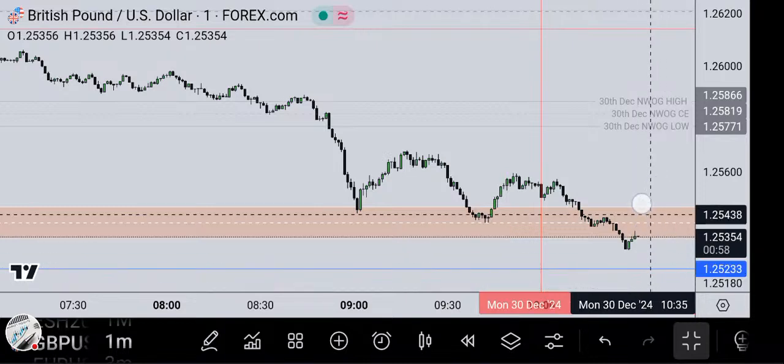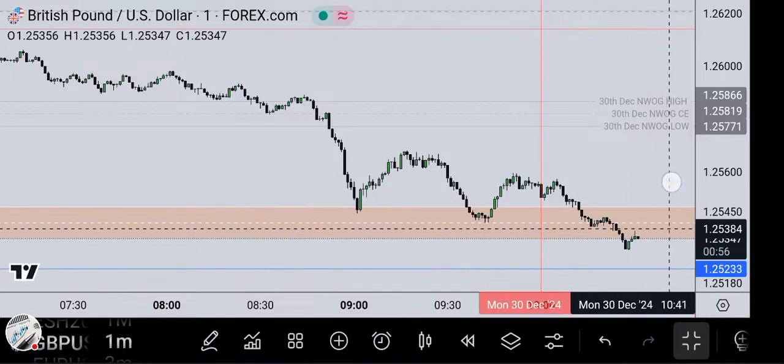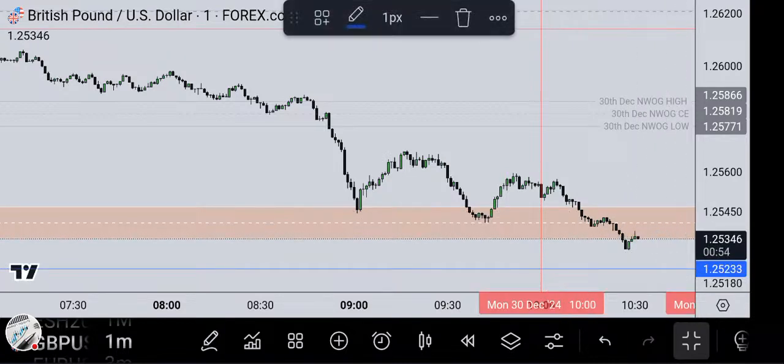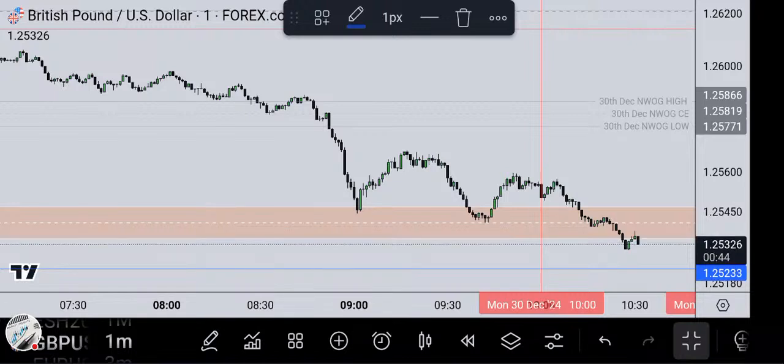So now I'm anticipating this very 10:30 to act as a continuation to sell and go into 1.25233. That's a drawn liquidity right there. I want to see price go in there. I told you what it means. I've emphasized it over and over again. It's for scaling partial.